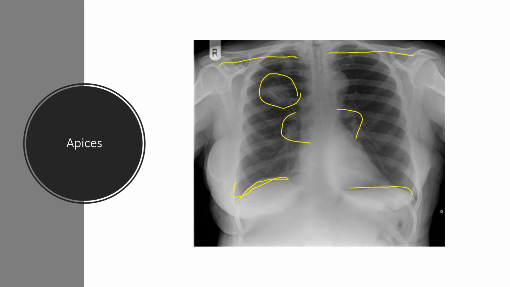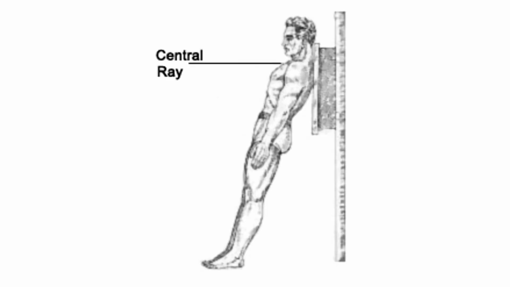So one of the things that on the board exams they might ask you about is if a patient has something in their apices that they want to evaluate closer on an x-ray, what position do you want them in? You're going to say apical lordotic. So here's the apical lordotic position that the patient's in.